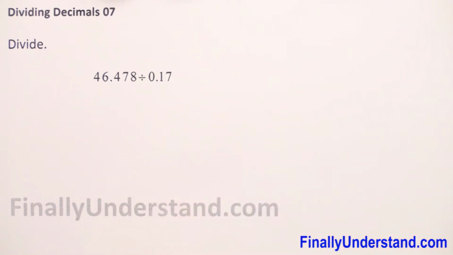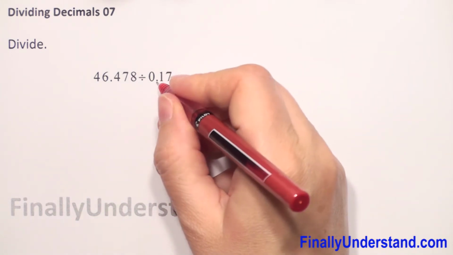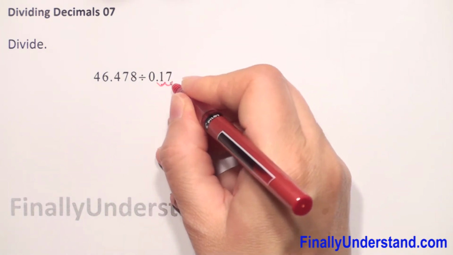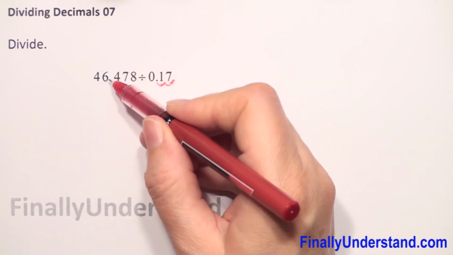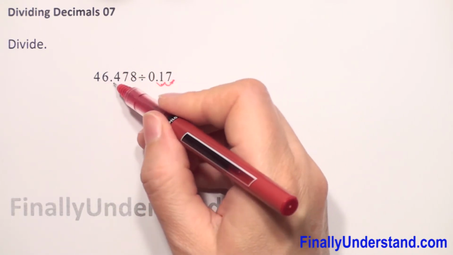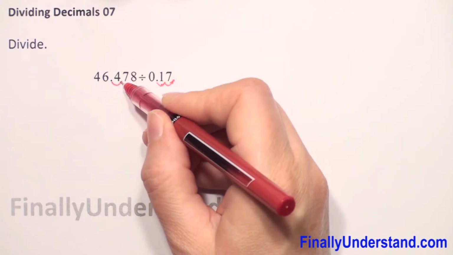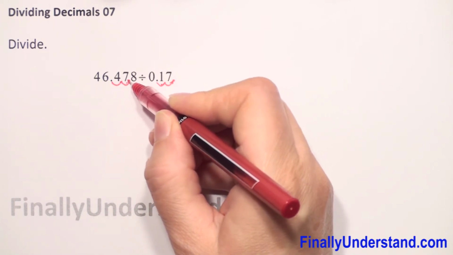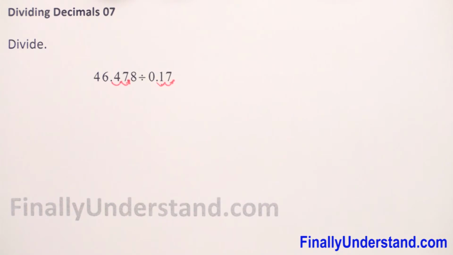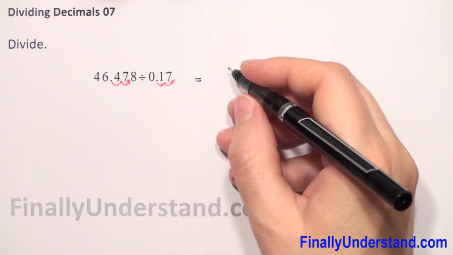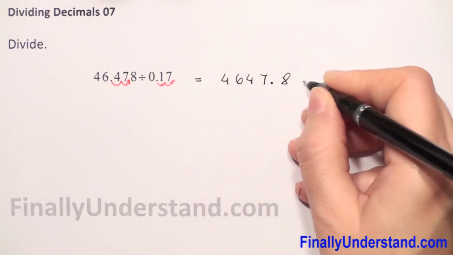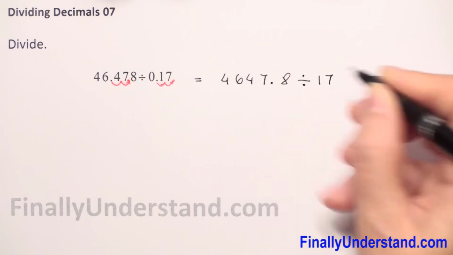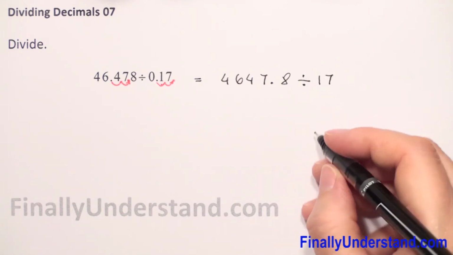2 times. So when we move the decimal point 2 times in our divisor, we have to do the same with our dividend. 2 times we move to the right. So now the decimal point will be between 7 and 8. So we have to divide 4647.8 by 17. We will use long division, of course.